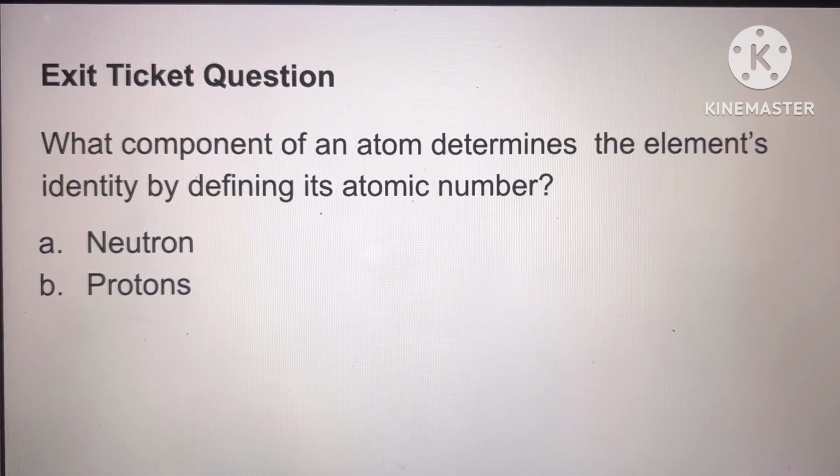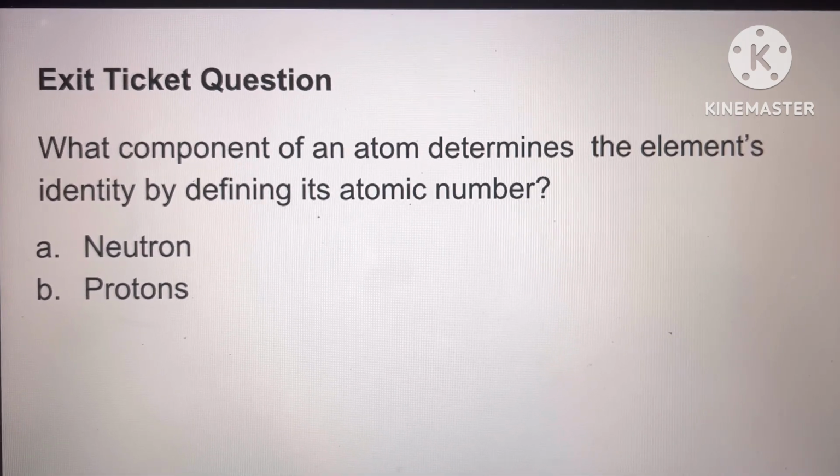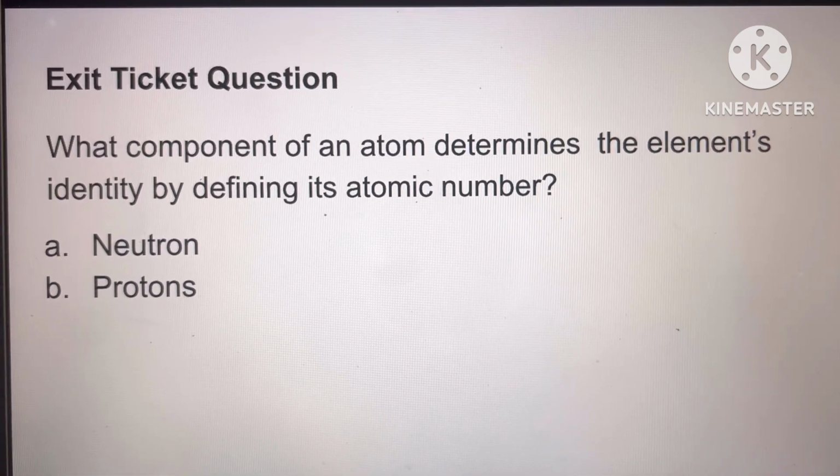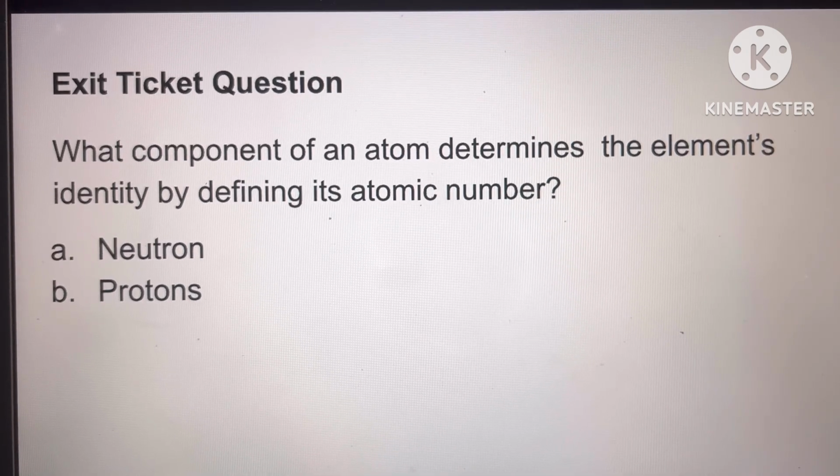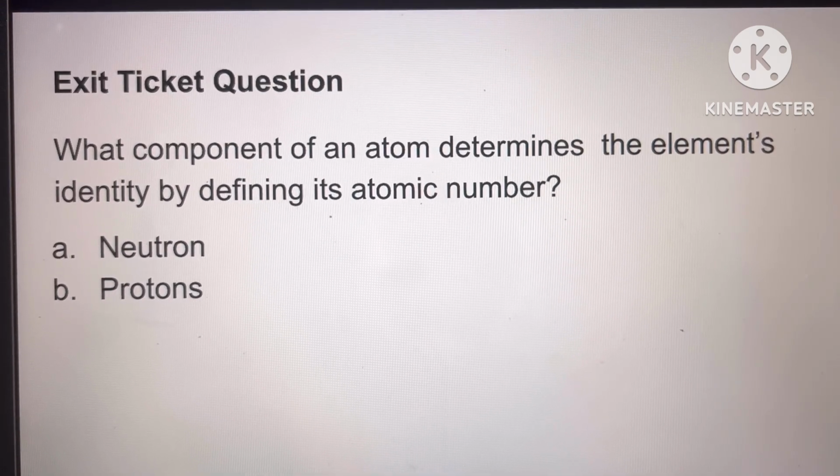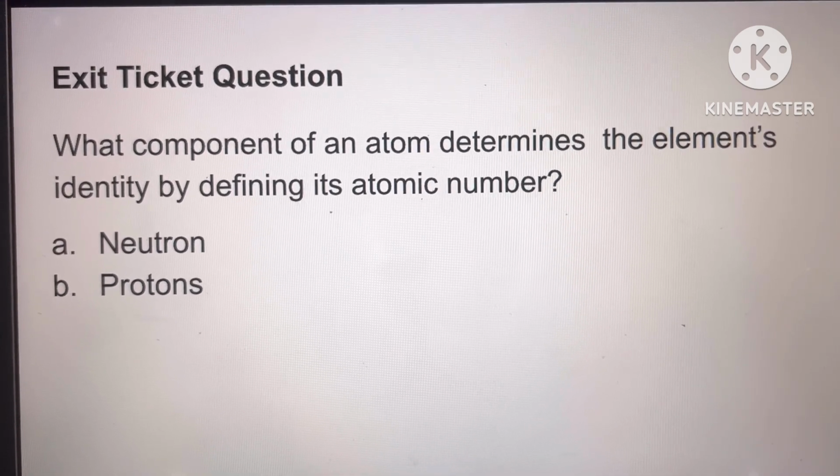For the exit ticket question, what component of an atom determines the element's identity by defining its atomic number? A. Neutron. B. Proton.